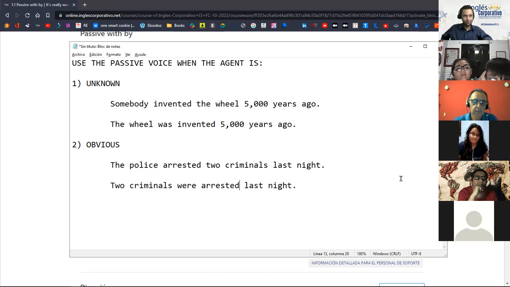O tal vez el ejército. Creo que tienen un poquito de potestad también ahí para eso. Pero la policía en general. Two criminals were arrested last night. We don't mention the agent. The agent is the police because it's obvious. It's clear. We don't need to mention that.